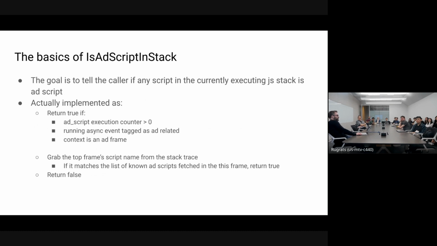So here's what the actual function looks like in the end. We can early return true if, are we currently executing ad script directly from V8? Counter is greater than 0. If our async event tag is greater than 0, or if we're currently running in an ad frame, in all those cases, we can just immediately return true. Otherwise, we grab the top frame, look at the name of the script, and see if that's in our per context map. And otherwise return false.